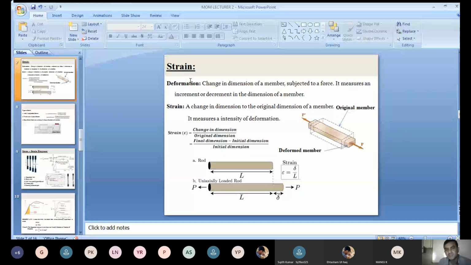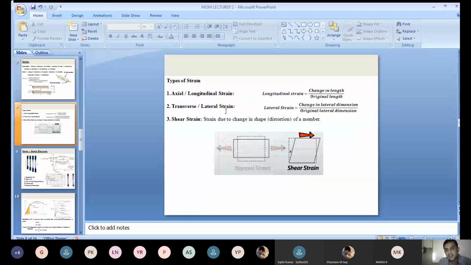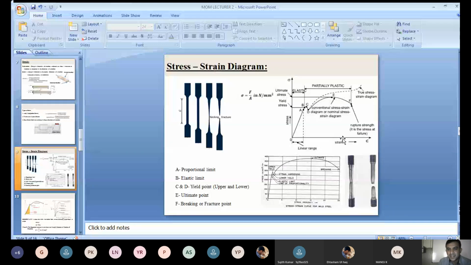Then later we discussed deformation. There is a change in dimension of a member subject to a force. It may be an increase or a decrease in dimension. Then what do we mean by strain? Strain is the change in dimension relative to the original dimension of the member. Remember the formula. And types of strain: one is longitudinal strain, lateral strain, and the third one is shear strain. Then there is the stress-strain diagram for mild steel. This is mild steel or low carbon steel. This is a very important topic we discussed today.